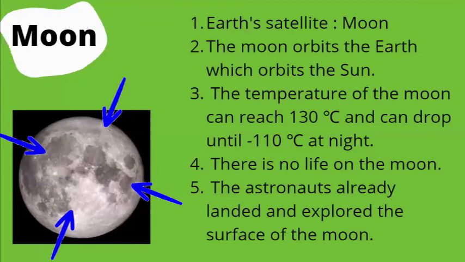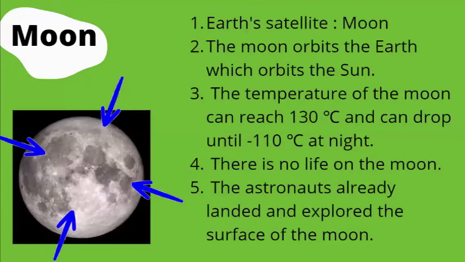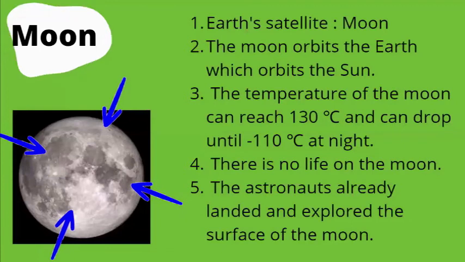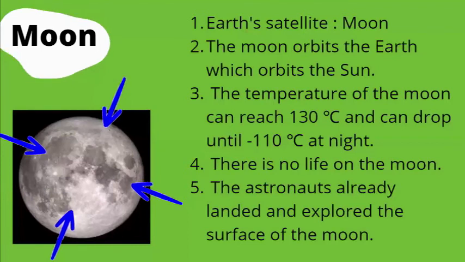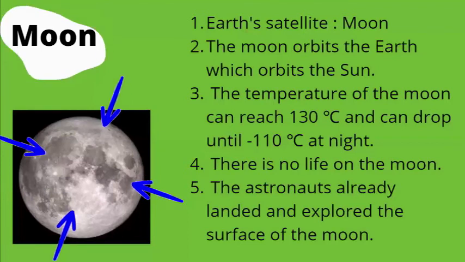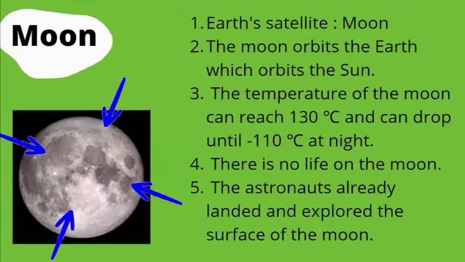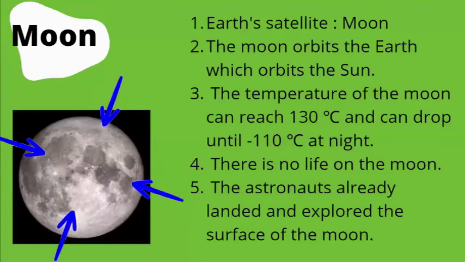12 American astronauts landed and walked on the moon between 1969 and 1972, and they didn't find living things on it. They just took pictures and collected lunar rocks and dirt. They used it to study more about the moon and found out that the surface of the moon is much older than the surface of the Earth.